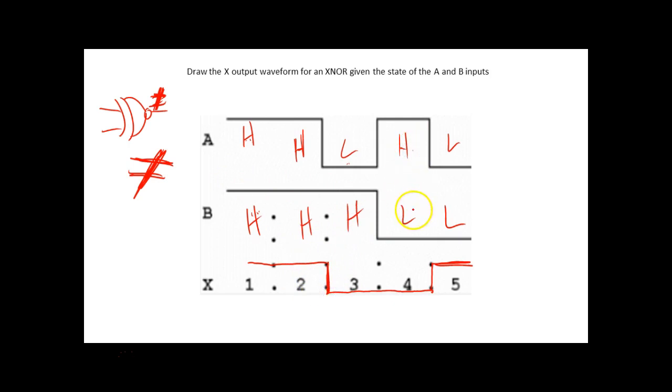This is a high and this is a low. They're not the same. I get a low. Here's a low and a low. They are the same, so I get a high. So here we're saying we can't use the alls and the anys here.